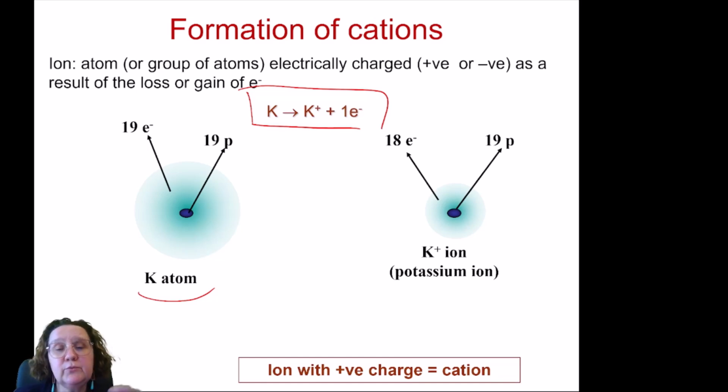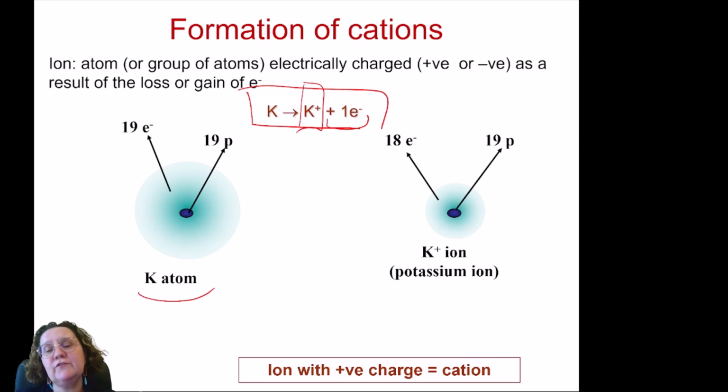We put the arrow, which means reacts, to form potassium with one positive charge plus one electron. And this plus one electron means it has lost an electron. Before it was part of the potassium atom, now it's not. The potassium has become positively charged. We have made a potassium ion, and it's actually called that, potassium ion. Positive ions, cations, have the name of the atom they are made of and the word ion next to it.